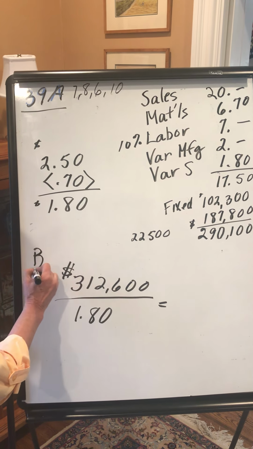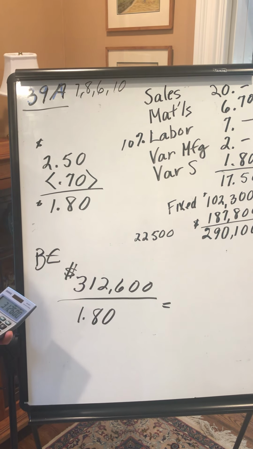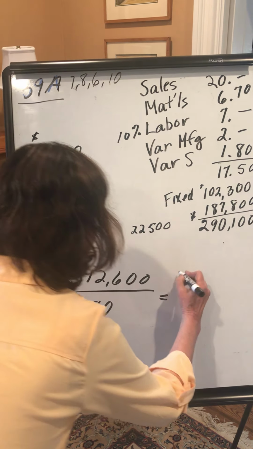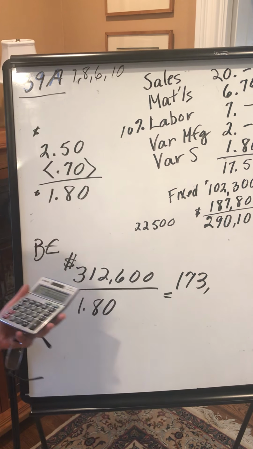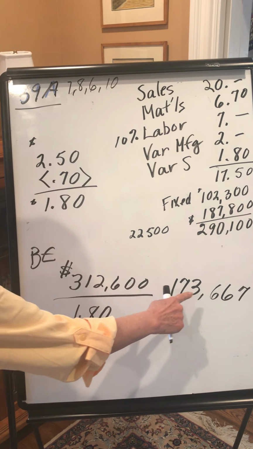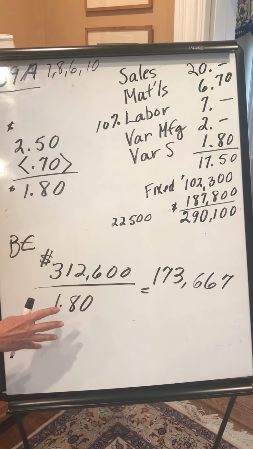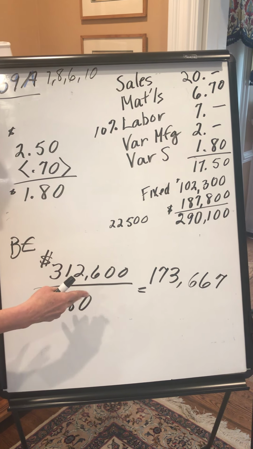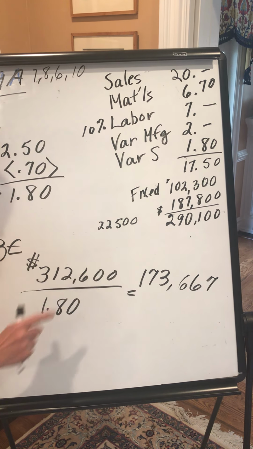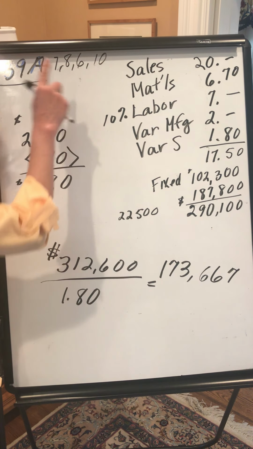So the new break even will be that amount divided by $1.80. So the new break-even units, 173,667. If you remember, it was around 116,000 units before. So this has been a very costly change between the original 116,000 and now this. So this, my friends, is the answer to number 6.